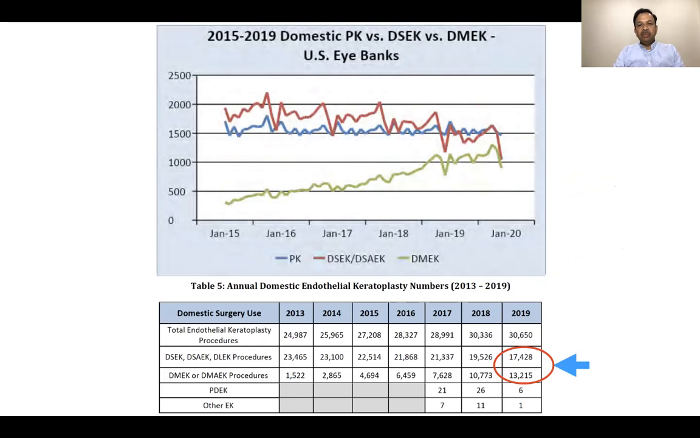If you look at the data from the Eye Bank Association of America for 2019, you will see that although traditional penetrating keratoplasty is still being performed, there is a gradual increase in the number of endothelial keratoplasty procedures being performed every year, and there is a rising trend for the number of DMEK procedures being performed.